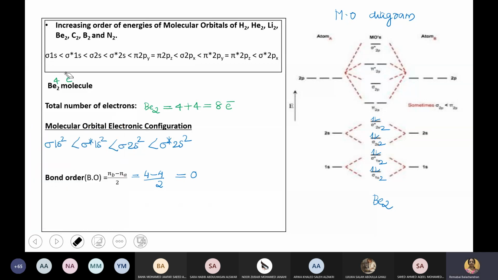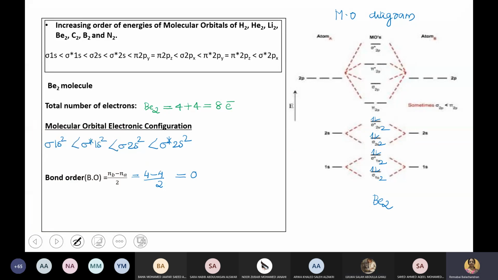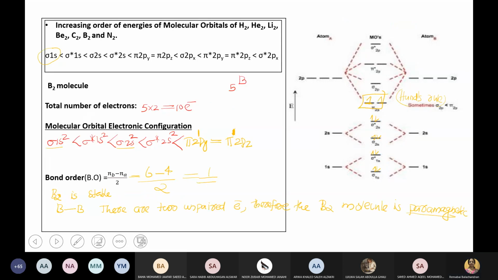Understood what I meant? Did you understand? Okay, so what shall I write? Be2 does not exist. It exists as Be, not as Be2. Next, no need to tell diamagnetic or paramagnetic because it's not existing.